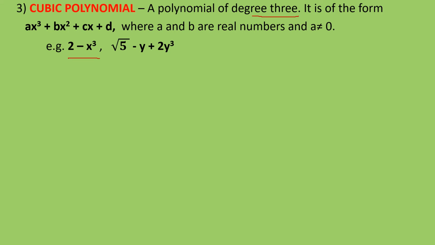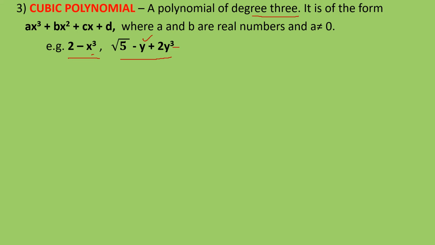Now here the variable is x and the power is 3. And this is the highest power, that means it is a cubic polynomial. Second example, square root of 5 minus y plus 2y cube. Here the variable is y, and in one term the power of the variable is 1 and in the other term the power is 3. Out of 1 and 3, 3 is the highest. That means the degree of this polynomial is 3.